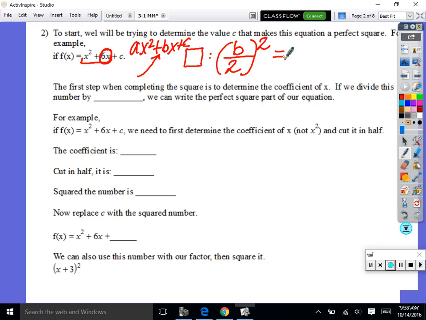So let's just complete the square. We're going to answer this question real quick. We have x squared plus 6x, and basically right now we have plus 0. C is 0 because there's nothing there. Does everybody see that?